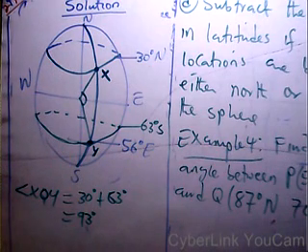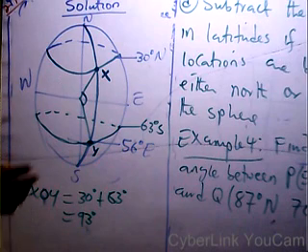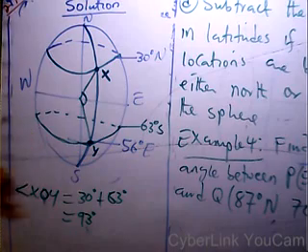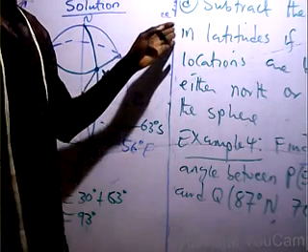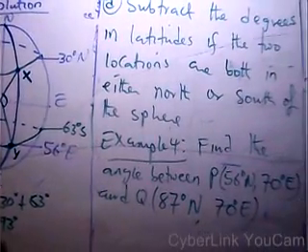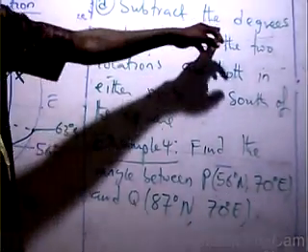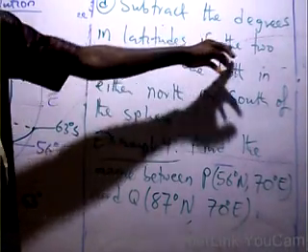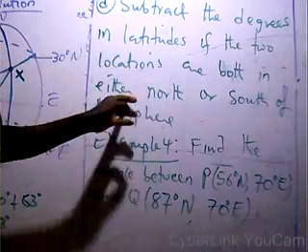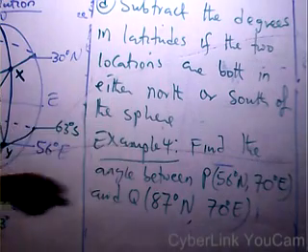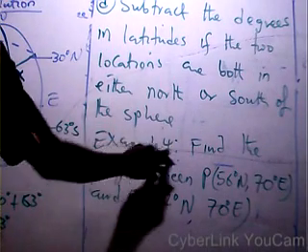So the situation will arise where we have the two latitudes both in the north, or both in the south, and that is the next one I want to look at, where I wrote: subtract the degree in latitude if the two locations are both in either north or south of the sphere.